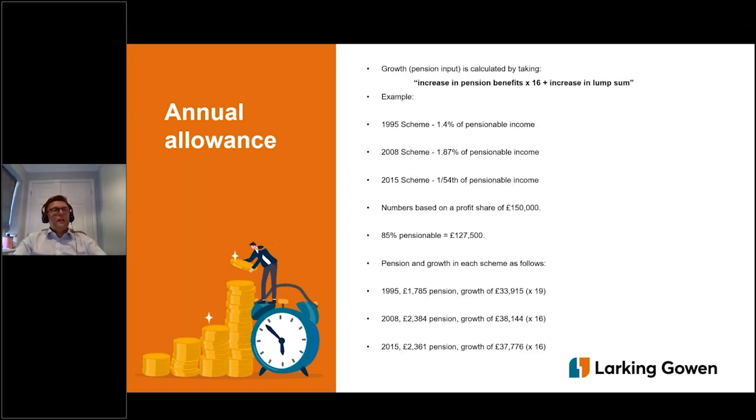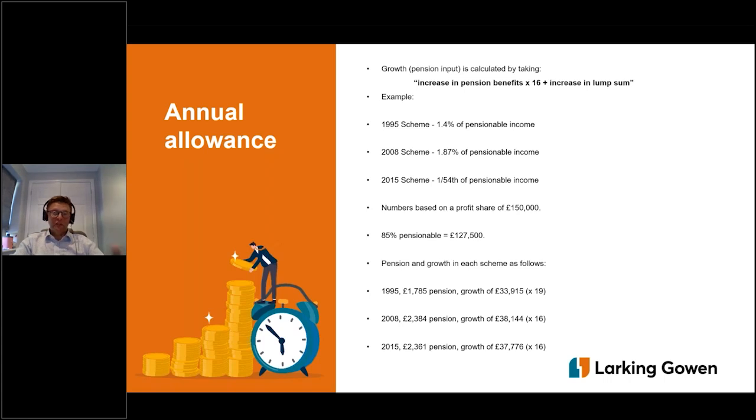So as mentioned, the growth, which is known as the pension input, is based upon the increase in pension benefits multiplied by 16 plus the increase in lump sum. Now, if you are a practitioner, the calculation of pensionable profits is quite complex, but as a general rule of thumb, if you are a typical partner in a typical practice, your pensionable pay is roughly 85% of your overall profit share.